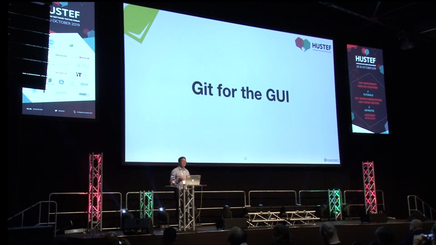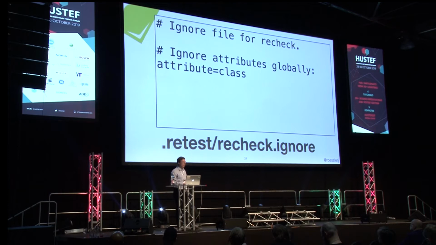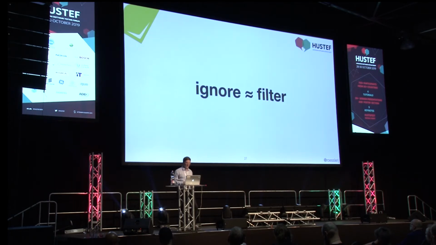So this approach is, in a way, what we call Git for the GUI. So it's a version control system of the behavior of the software. And just like Git has a Git ignore file, we have the recheck ignore file where you can very specifically define what you're not interested in. So you can say you want to ignore the class attribute globally for every element. You want to ignore specific elements. Or you can mix and match. You can combine and say, I want to ignore the font or anything related to font for that specific element, whatever. So you can just mix and match.